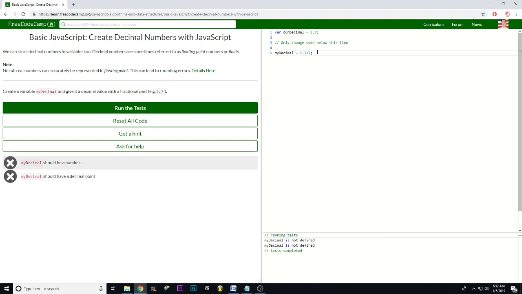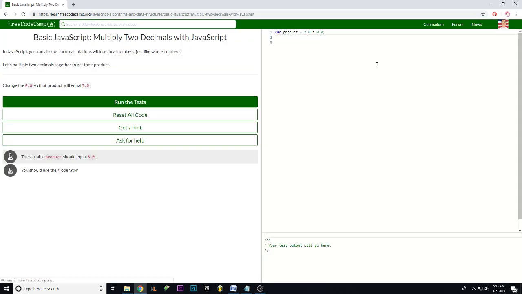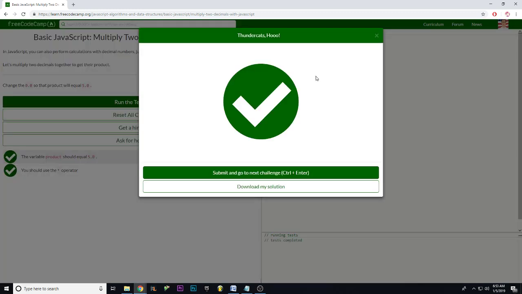Oh, I need to define it. Var, pardon me, var myDecimal. There we go. So make sure you do the definition of a variable. In JavaScript, you can also perform calculations with decimal numbers, just like whole numbers. So let's multiply 2 decimals together to get the product. They want this to equal 5. 2 times 2.5 equals 5. There we go.